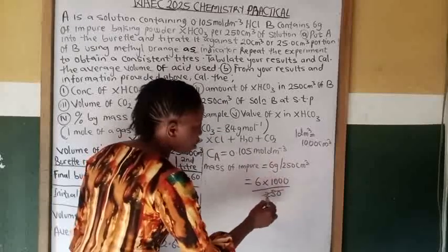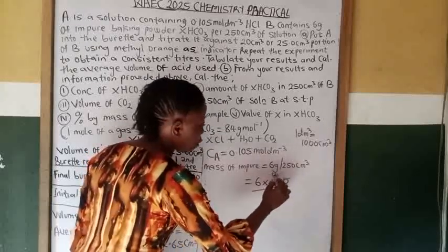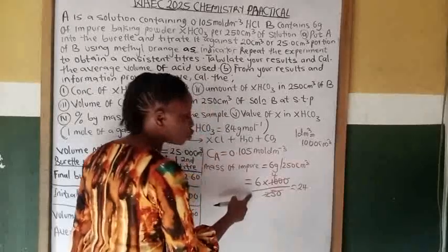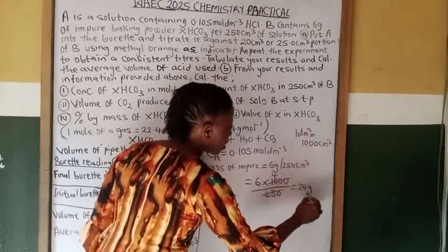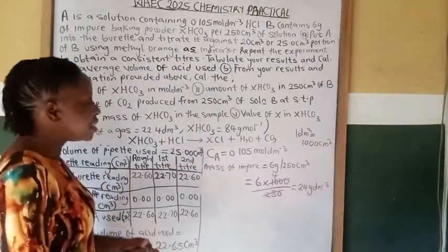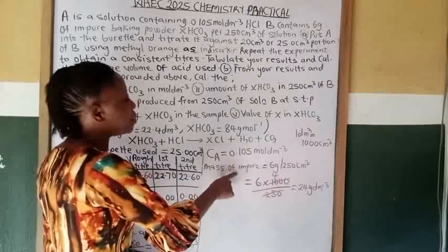So 250 here 1, 250 here 4. 6 times 4 will give me 24. So I've converted it to dm cube now. It should now be gram per dm cube. Then we should not forget that this 24 gram per dm cube is the mass of what?